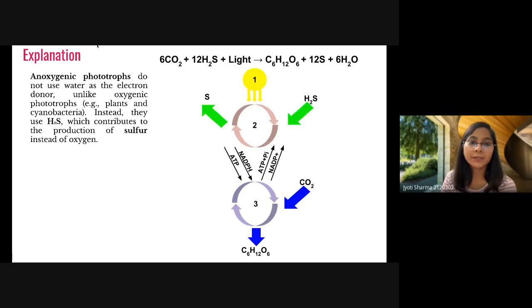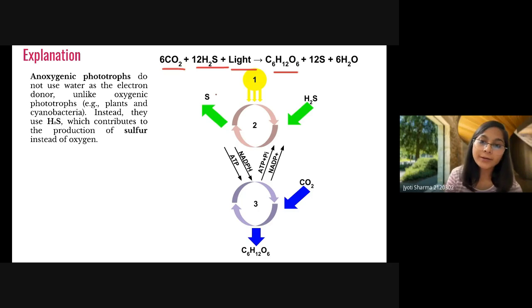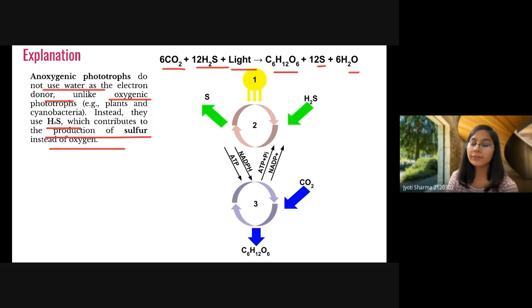And you can just see here, we have carbon dioxide, we have light, and in the presence of H2S, this will give you carbohydrate, sulfur, and H2O. So these sulfur bacteria are phototrophs, but are not giving the oxygen that we humans need. Anoxygenic phototrophs do not use water as an electron donor, unlike oxygenic phototrophs, for example plants and cyanobacteria. Instead, they use H2S, which contributes to the production of sulfur instead of oxygen.